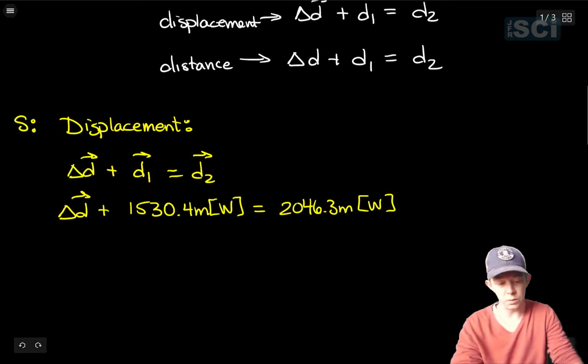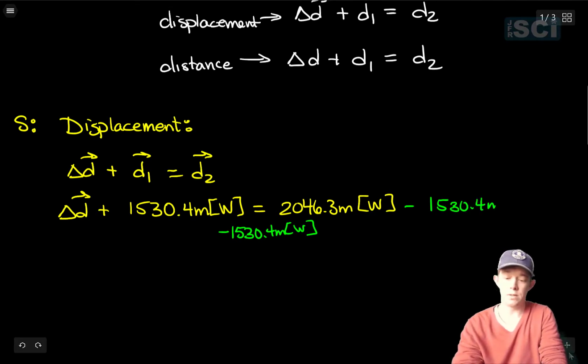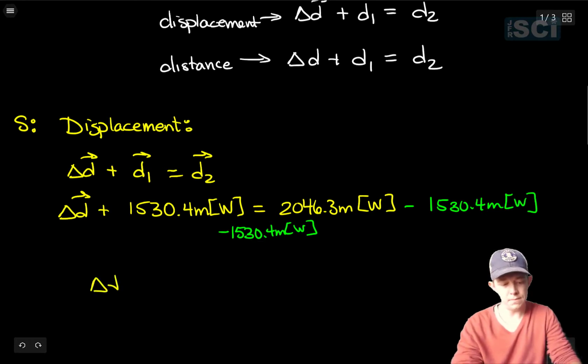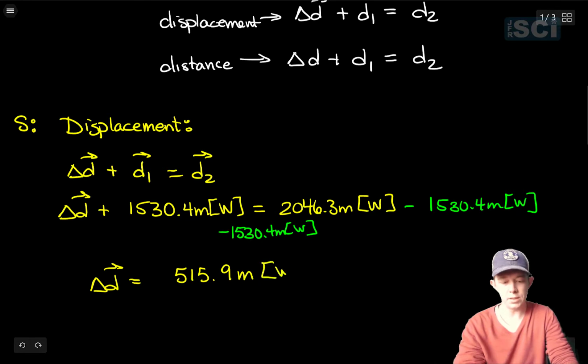So we'll do that. So to isolate for it, I'm going to subtract 1,530.4 meters west from both sides. Subtract 1,530.4 meters from both sides. And that will get me delta D is equal to, it comes up to 515.9 meters, and that's going to be in the west direction.